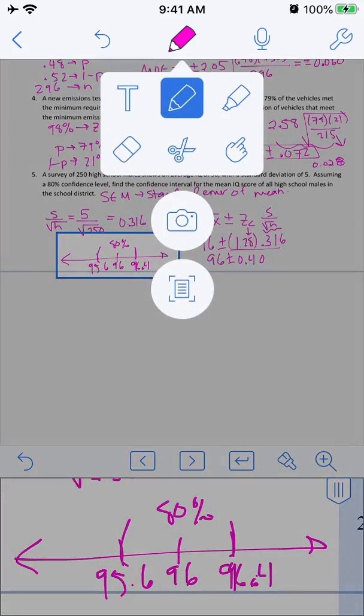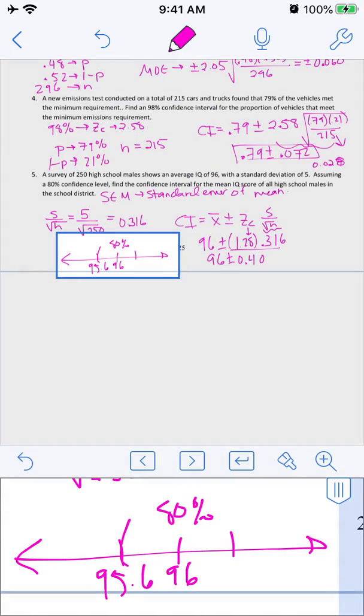I'm going to clean up those numbers. Sorry, guys. My hand is starting to shake because it's almost lunchtime. 96.4. Okay, we're 80% sure it's between these. All right, we've answered the question.